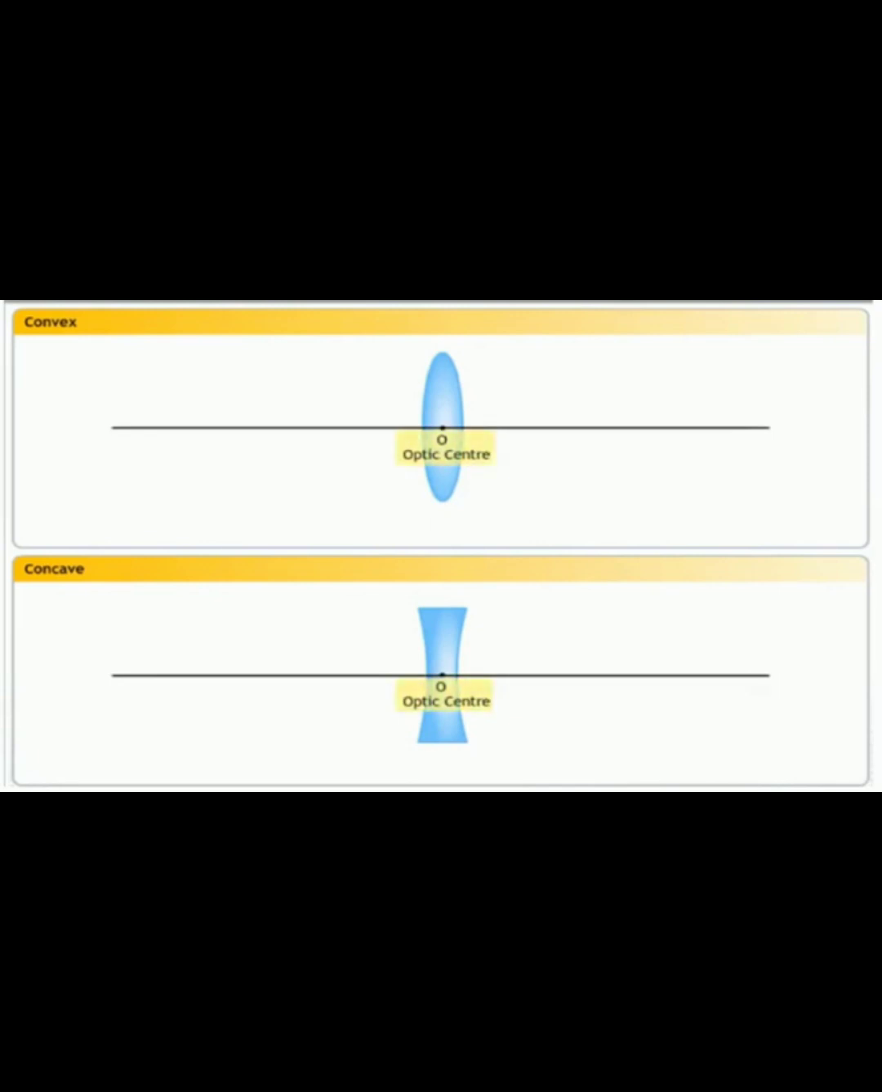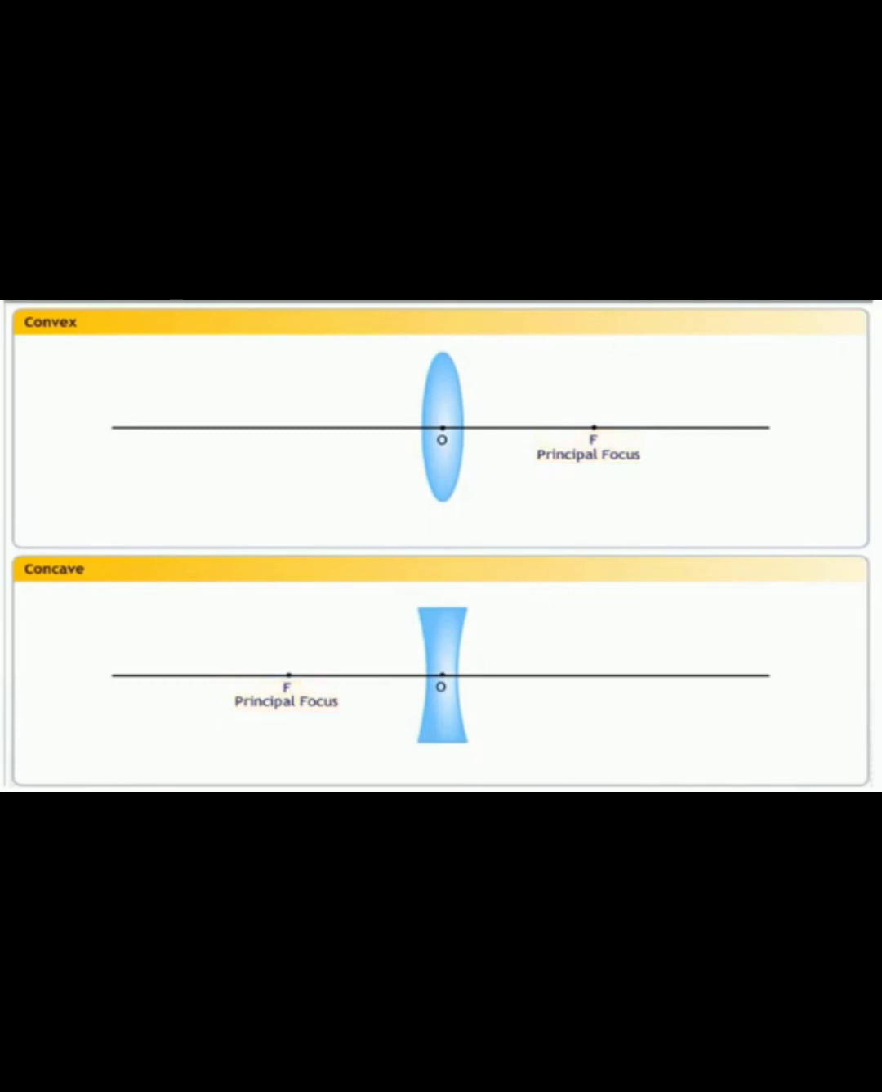Optic center is a point on the axis of a lens such that any light ray passing through this point emerges without refraction. It is also known as the pole of the lens. As shown in the figure, O is called the optic center of the lens.